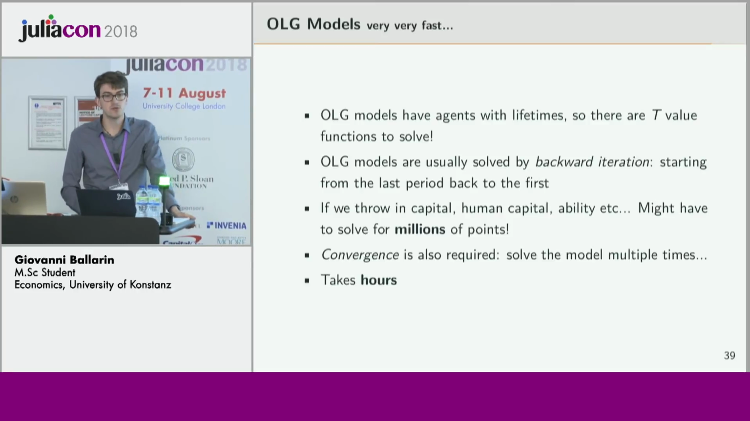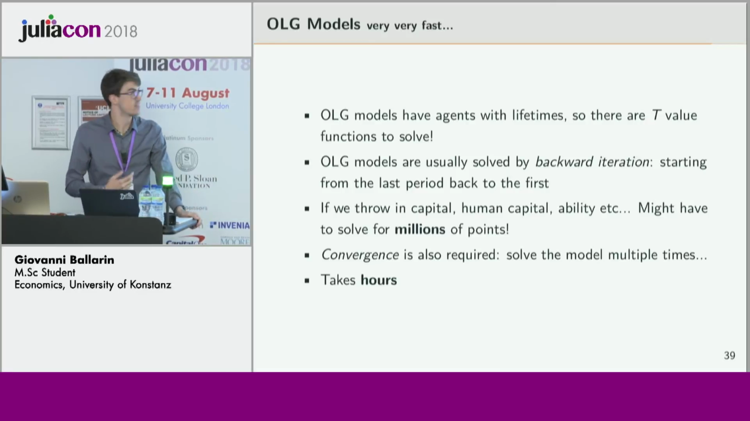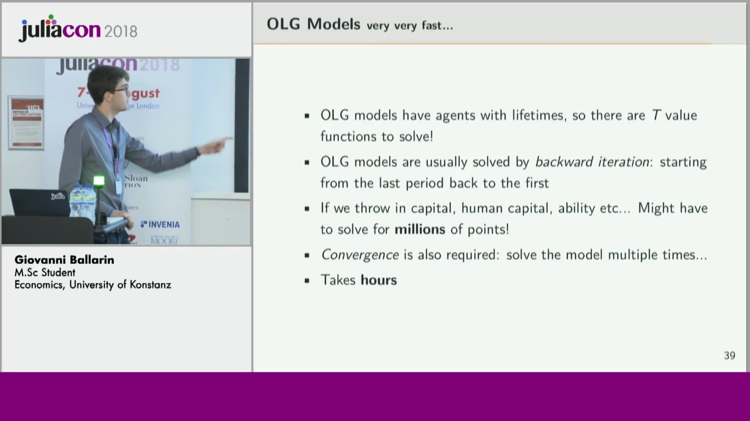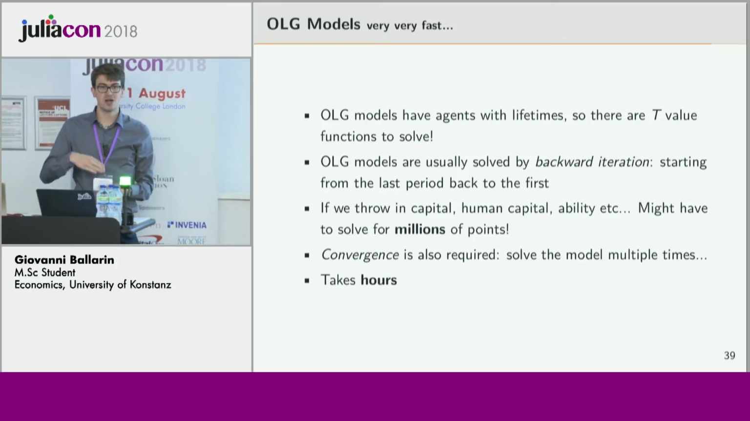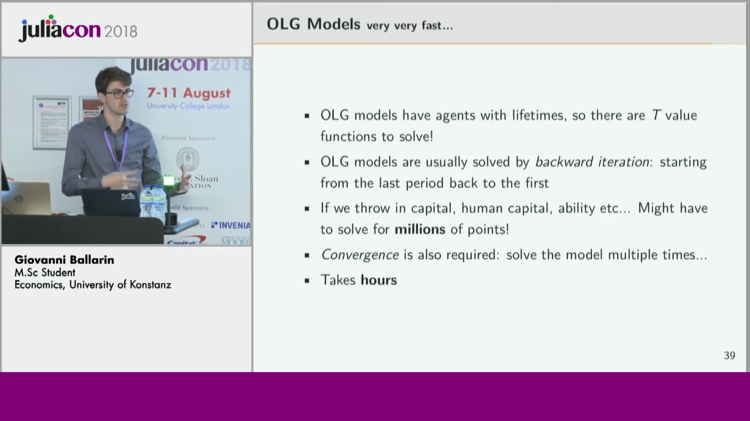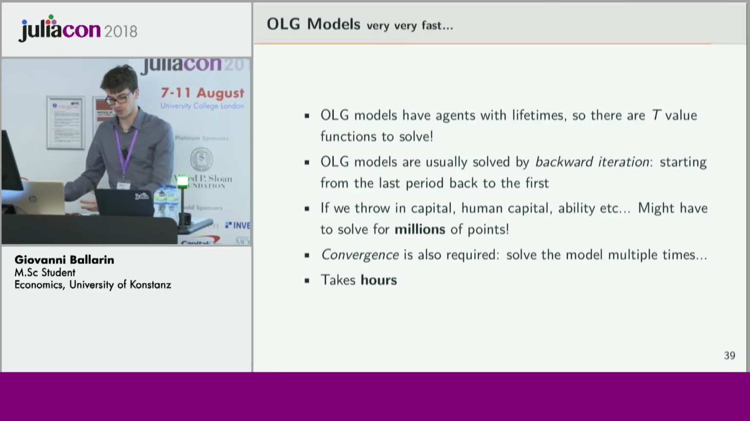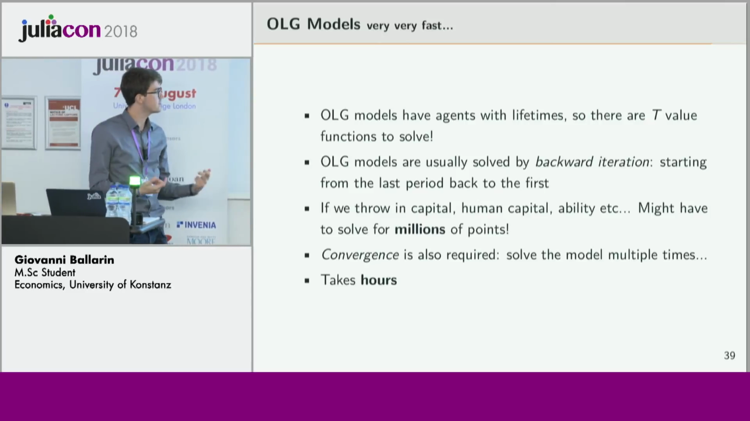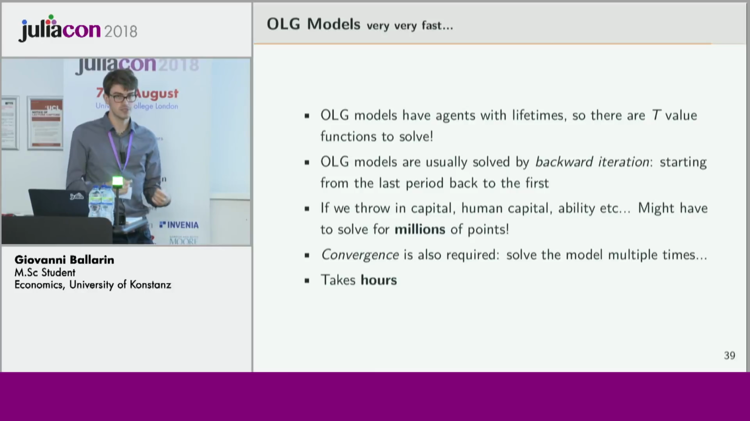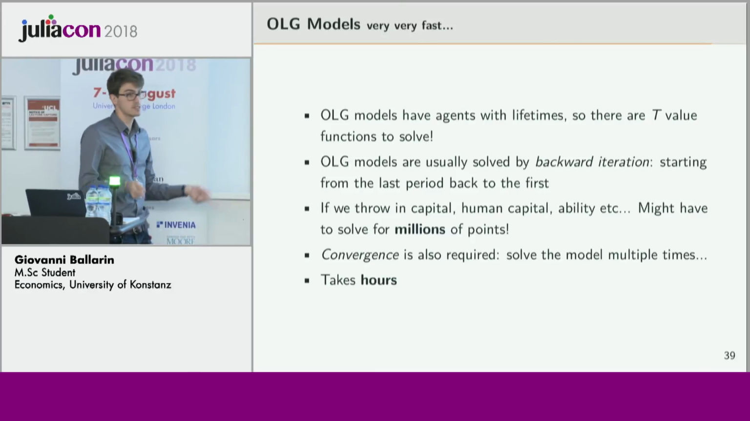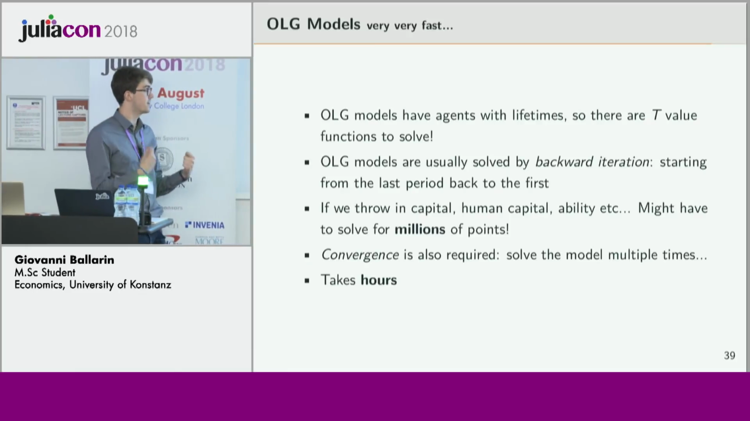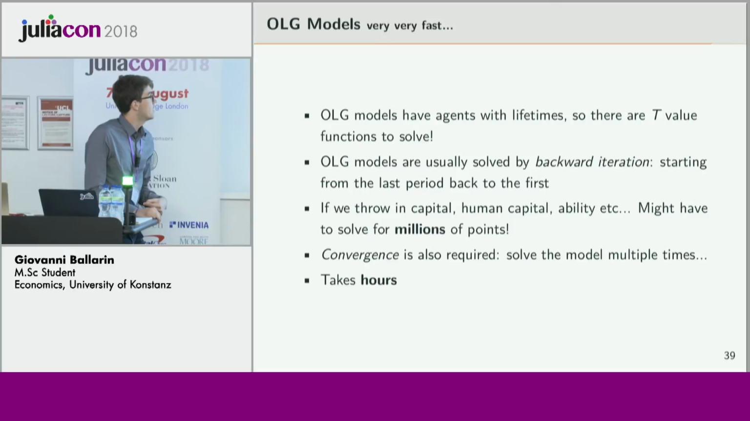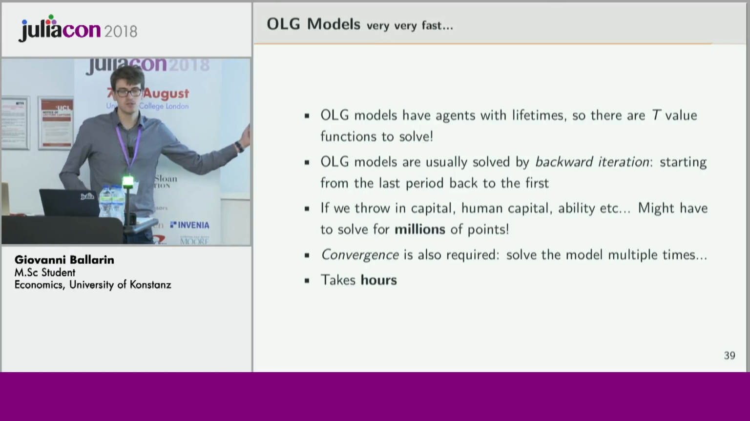But because I want to add in other things, for example capital, human capital, ability, the number of points that you have to go through, and the number of combinations of present versus future that you have to go through, is in the order of millions of points. And then for each of these, you have to do a maximization over the possible future state. So this thing grows in complexity very, very fast. And also, most of the time, convergence is required.